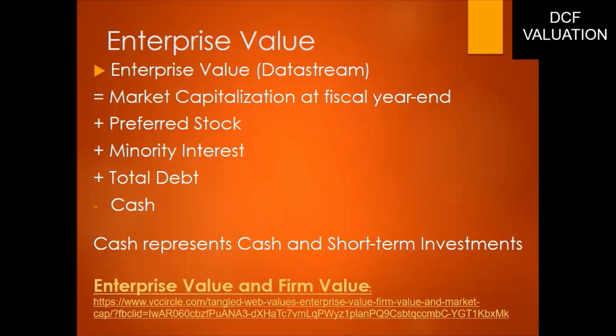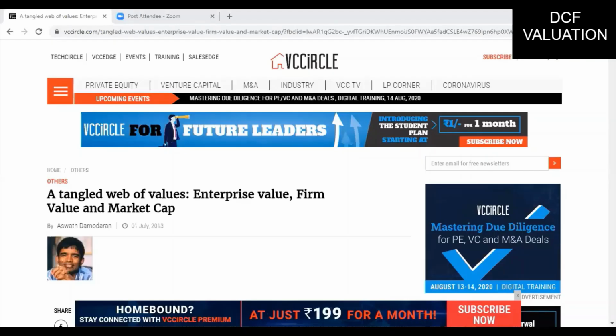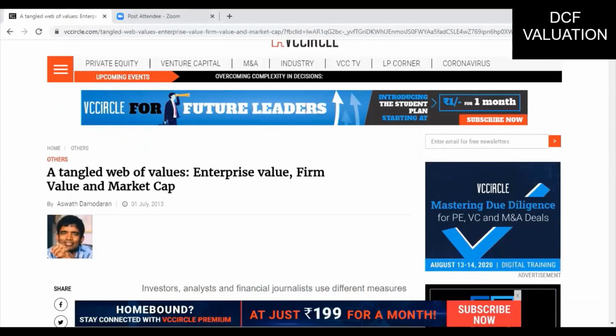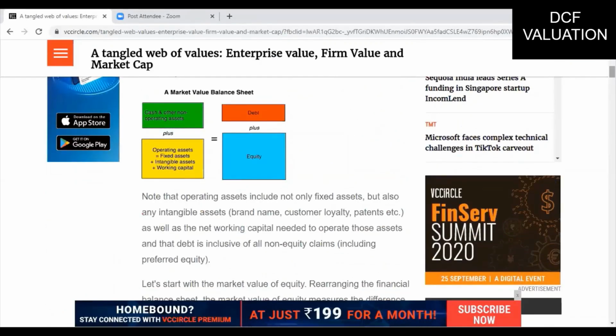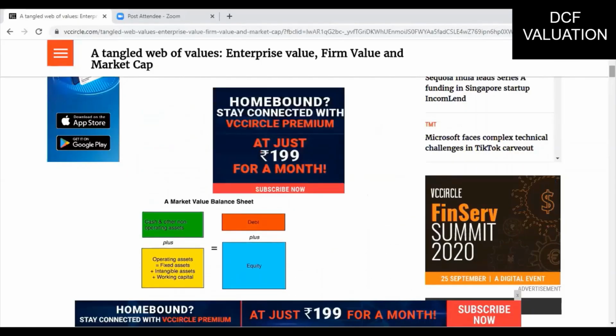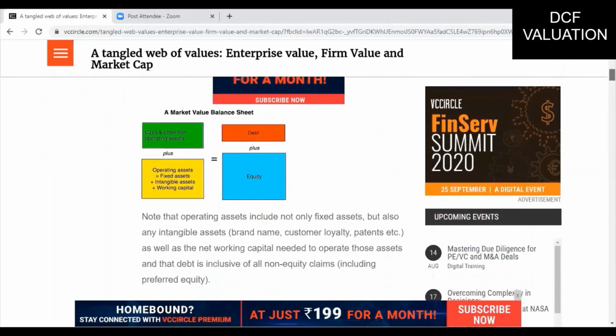To shed light on that question, whether it is equal to firm value or not, let's look at an article. I included a link to this article in our slides, but let me just highlight 3 illustrations included in the article.